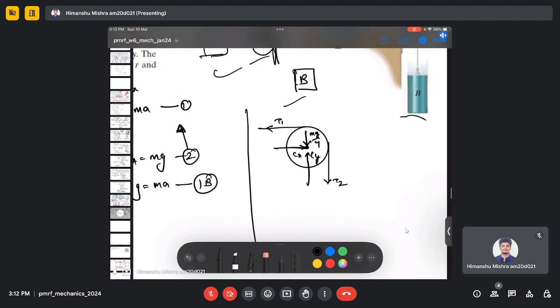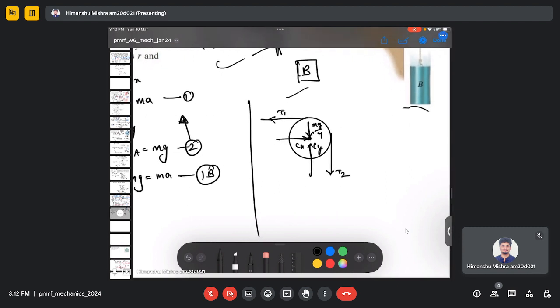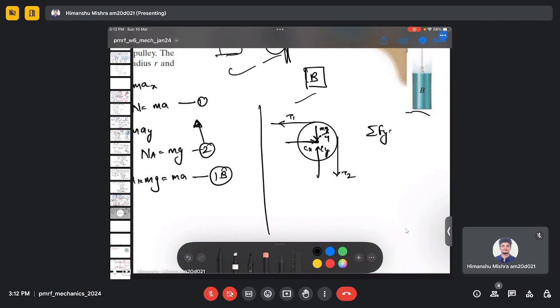Now if I do the force balance analysis here, we don't need to consider this normal reaction because they are redundant. So here we have minus T2. Let's set this direction of T2 as plus.